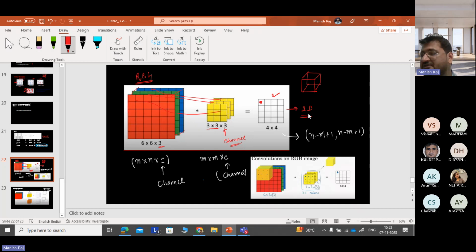So that is the beauty of the CNN. Even though images have three channels, after the convolution you will get only 2D images. The formula will remain the same: n minus m. The channel will play no role in this picture. So is everyone clear on this point?